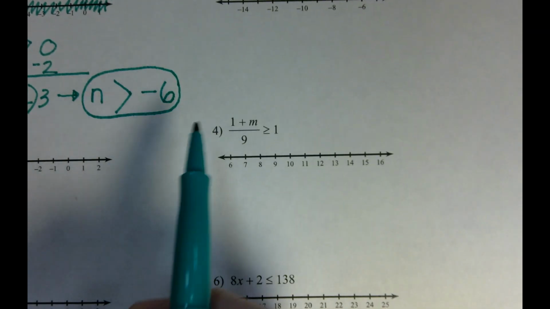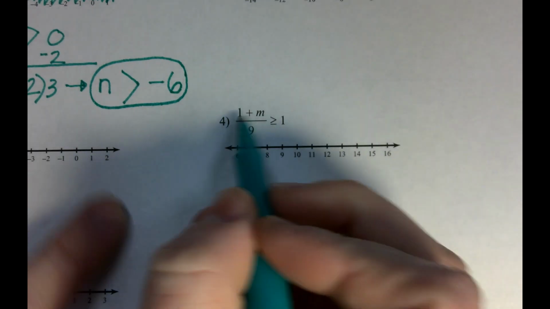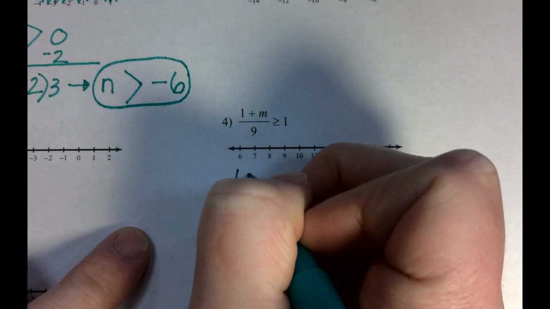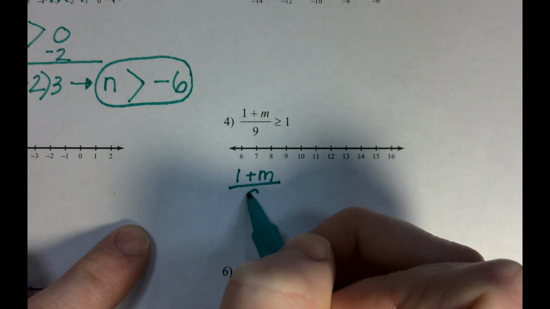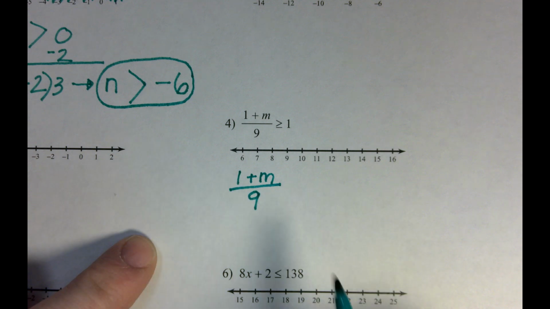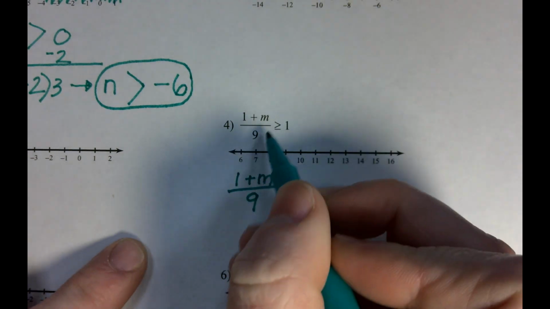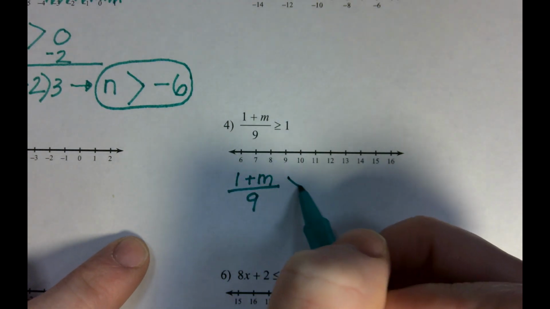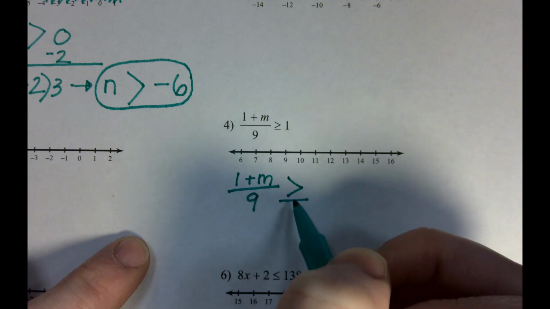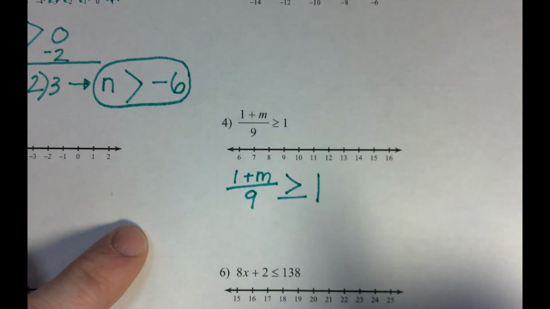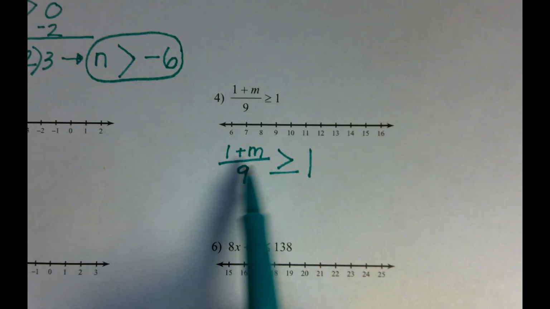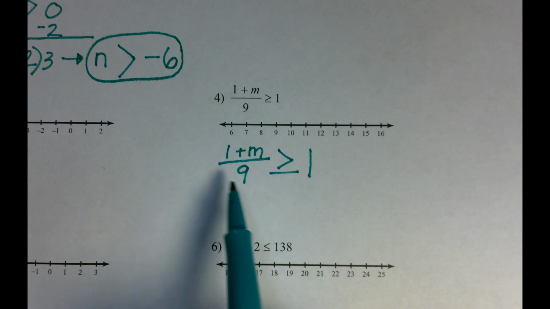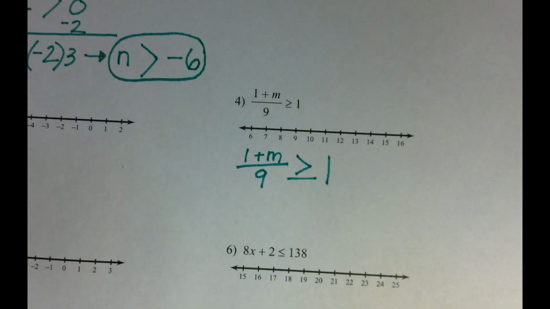All right, so number 4, I have 1 plus m over 9. This means divided by 9. And I'll bring down my symbol. Greater than or equal to 1. Okay. So this one can be tricky because we have one side of our equation all over a number. All of it's being divided by 9.